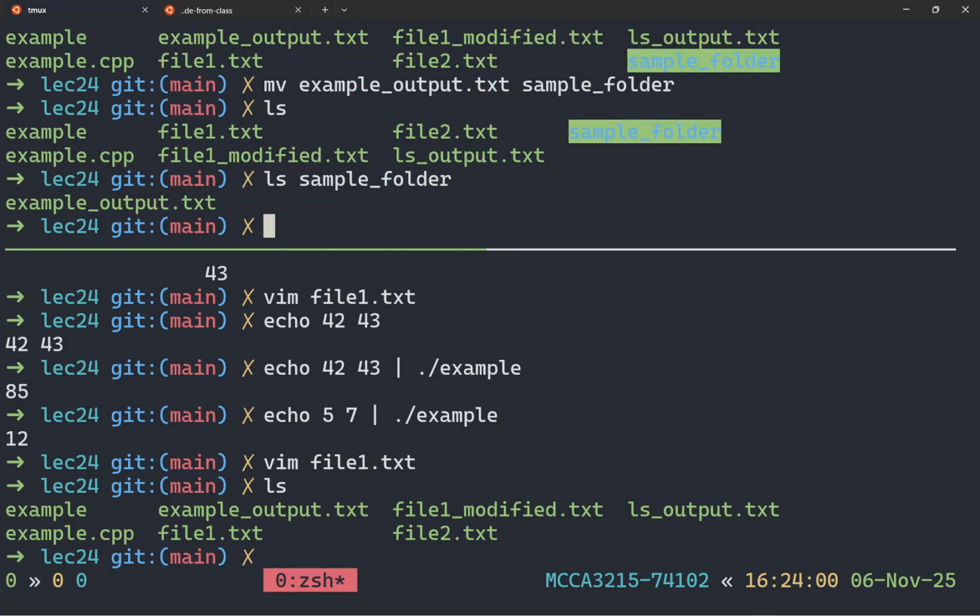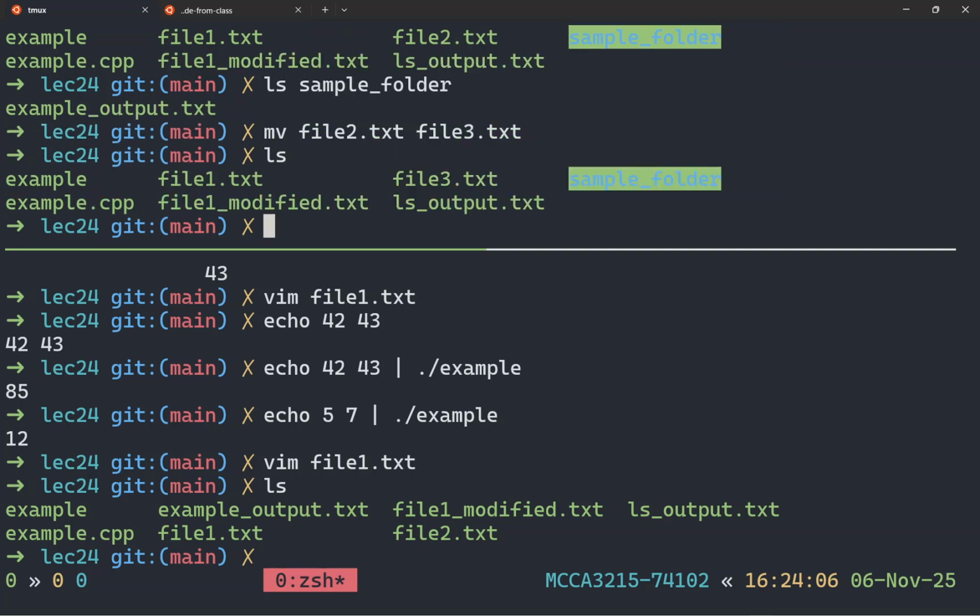I can also give things new names and be like, move file 2 to file 3. That changes the name. That's moving the name rather than the location. I guess technically you can think of it as the location.